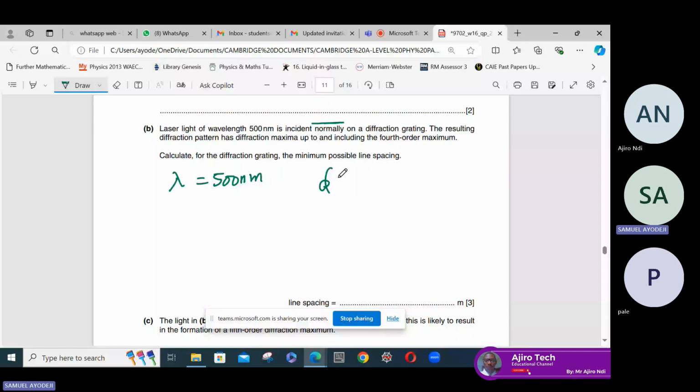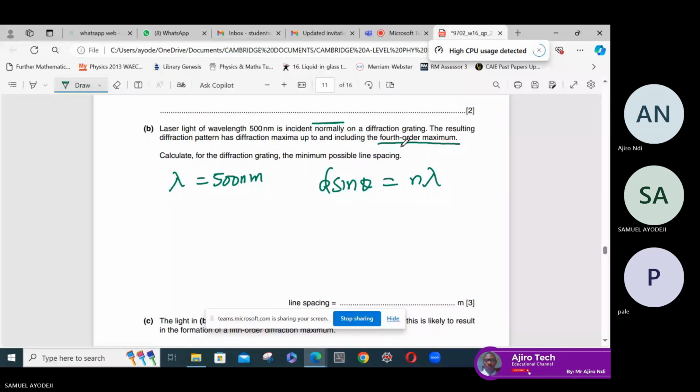Now I think you can do this. It is d sine theta equals n lambda. The fourth order, so n is what for the fourth order? N will be what? Your voice was cutting. Could you please say again what you're saying?